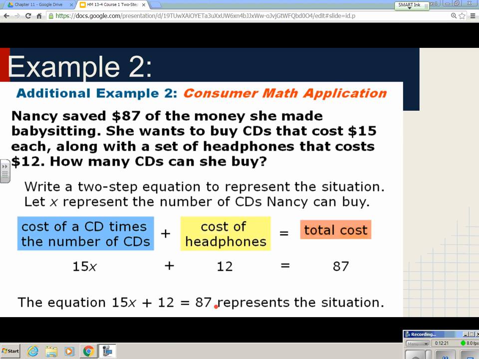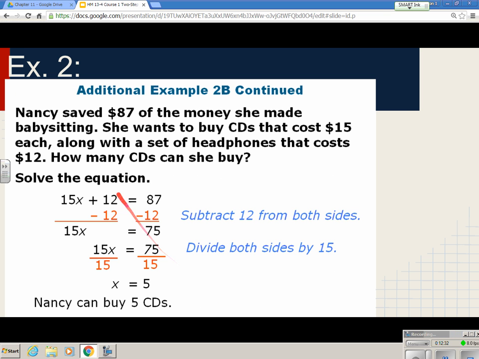Now, once you get the equation written, it's just like every single other problem we've done so far. So let's solve 15 times x plus 12 equals 87. And when we do that, first thing we can do is get rid of these like terms. So get rid of the plus 12 by subtracting 12 to both sides. Now you're left with 15x equals 87 minus 12, which is 75. How do you get rid of 15x? You divide. Opposite of multiplying is dividing. And we're left with 5.